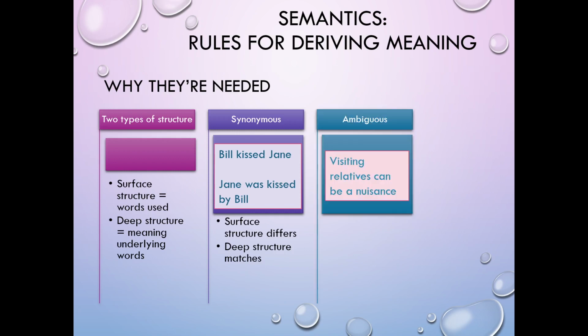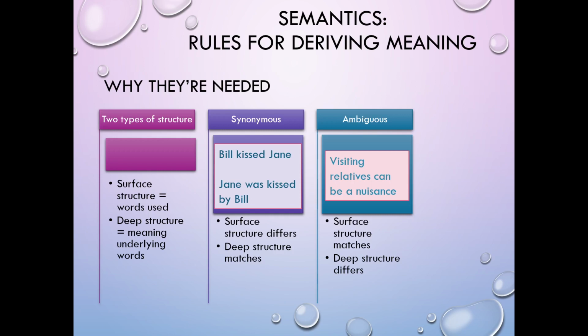In ambiguous setups, like this one, "Visiting relatives can be a nuisance." Okay, maybe some commas would help us to decide what we mean. Because do we mean that going to visit relatives can be a nuisance? Or do we mean having relatives come to visit can be a nuisance? Either one of those is a viable interpretation of that same sentence, right? So in this one, the surface structure matches, but the deep structure differs.